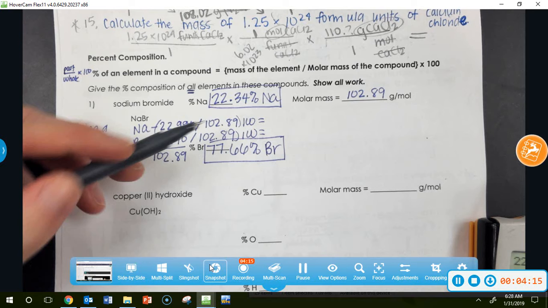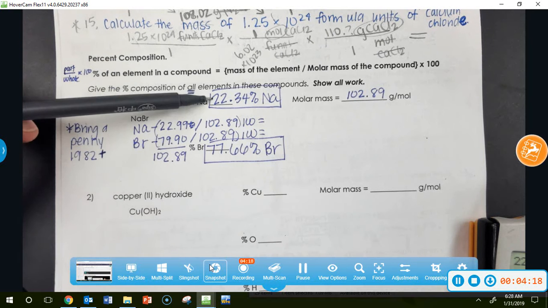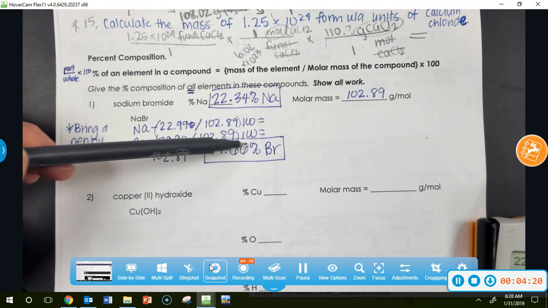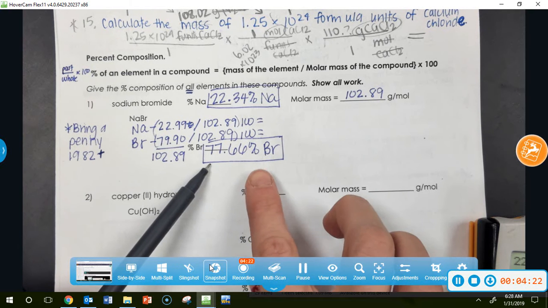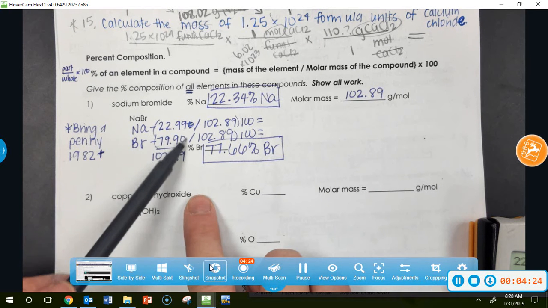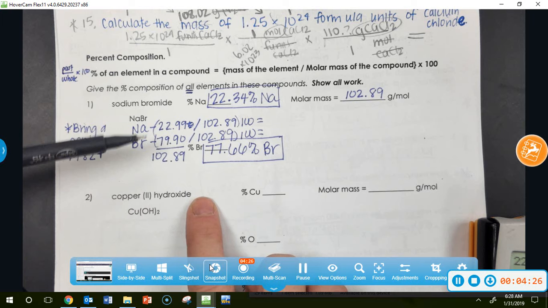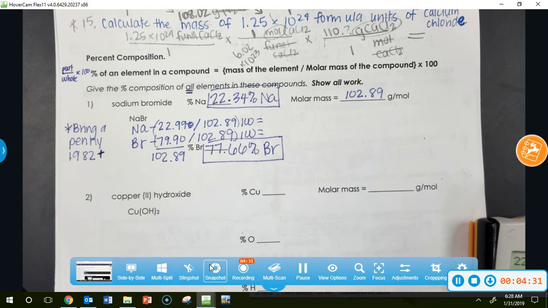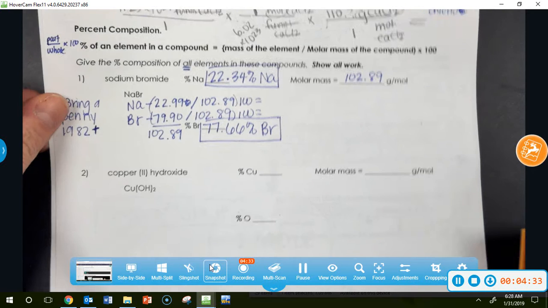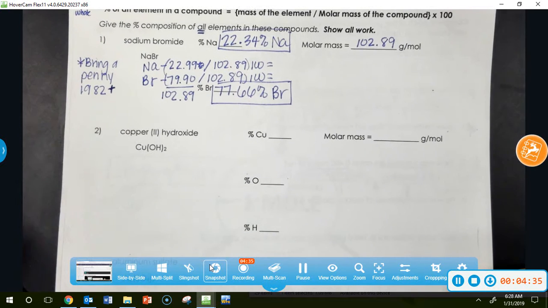Okay, so this would be your final answer. 22.34% sodium, 77.67% bromine. It's so much bromine, guys, because bromine weighs so much. Sodium's a lot lighter than bromine, so bromine takes up a lot of the mass of the compound. So let's do one that's a little more challenging because you have multiple atoms in there.